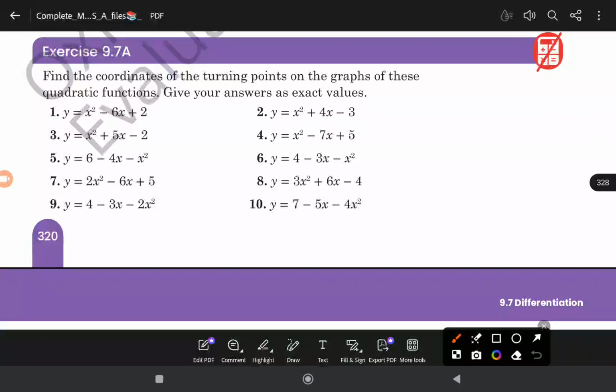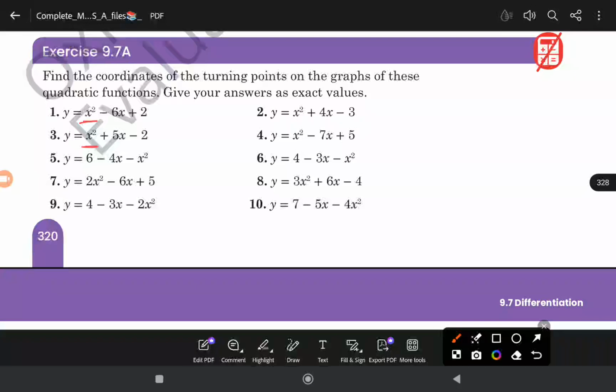It will be easier if there is no coefficient or no number with x square and there is no negative sign with x square. We can easily apply the completing square method. You can see that in question number 1 there is no number with x square, there is no coefficient, there is no negative sign even. So in these questions we can apply the completing square method easily.